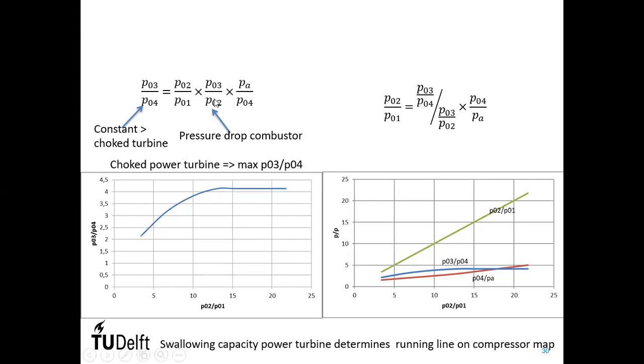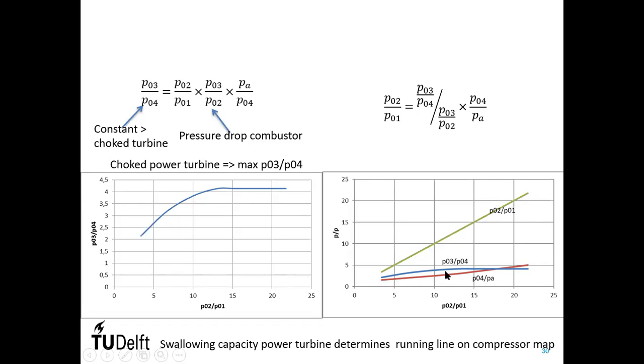We can work it out. Well, the pressure of the combustor is constant. We know this one. We can also work PO2 over PO1 out. If you look like here, the pressure ratio PO3 over PO4, that is, like I said, the pressure ratio of the gas generator turbine. That stays constant. You see the compressor increases, and also the power turbine increases. So it's important to know here.